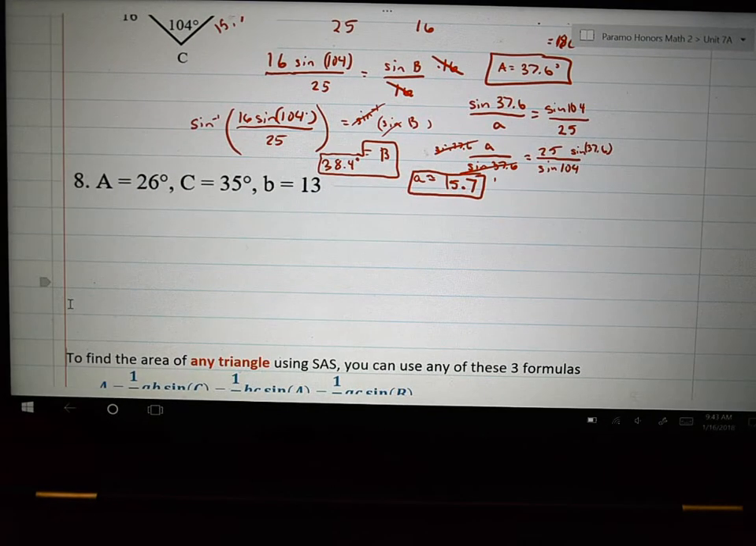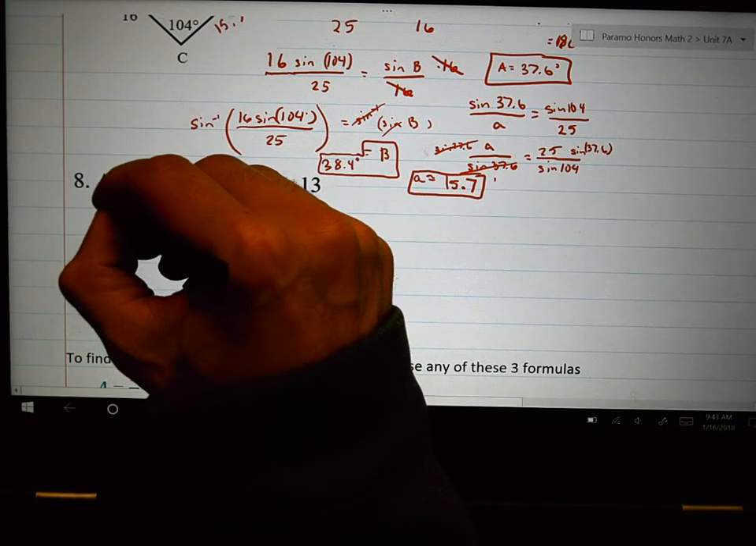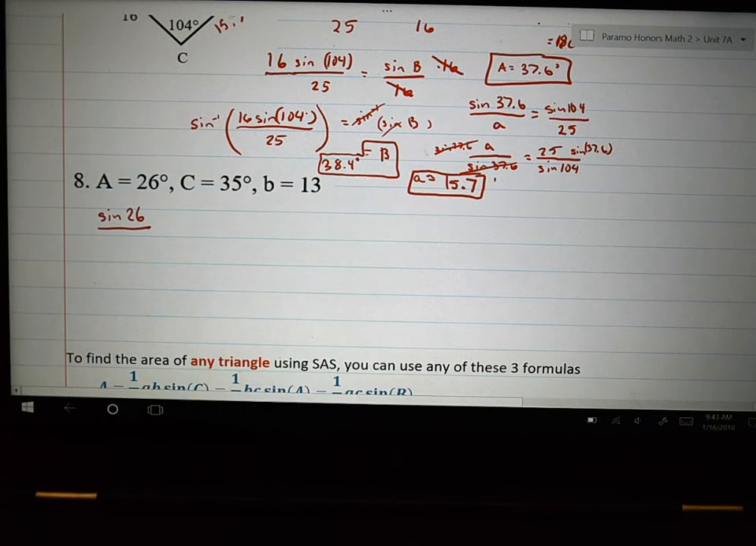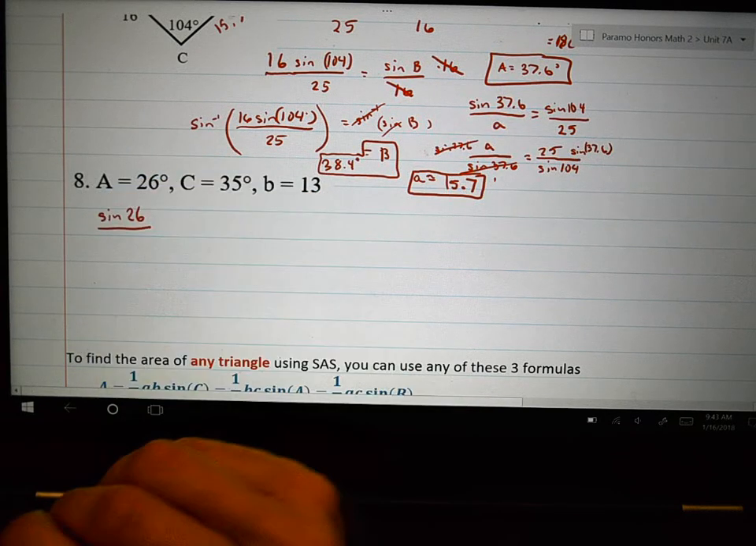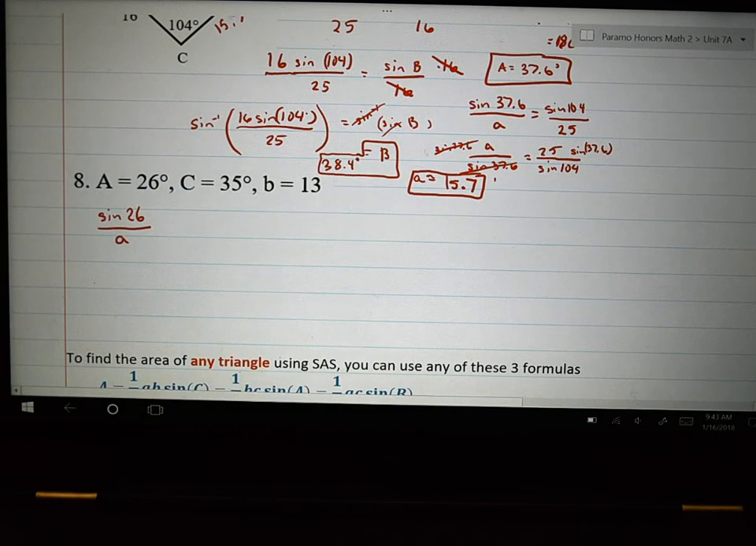So let's set this up. Now that you've seen the first example, I'm going to show you how I actually set these up myself. The first thing that I do is I write sine 26 degrees, big A. Do I know what little a is? It's not given to me, so I'll put little a.